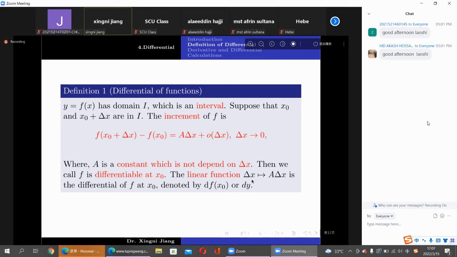You can treat it as a function with variable delta x. We can denote it by df at x0, or dy. So the differential is a linear function, because you can treat this as a function of delta x. So a is not related to delta x, but related to x0, okay?